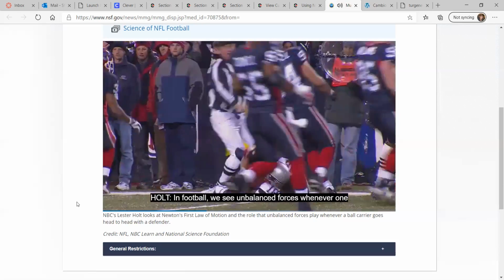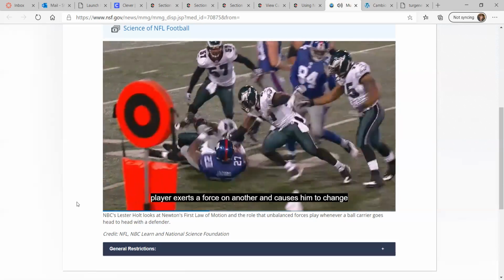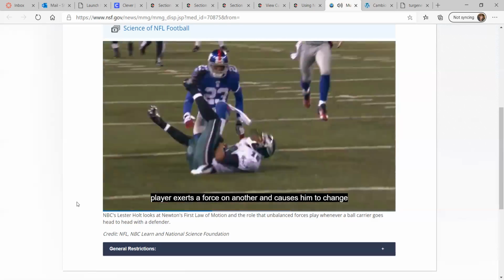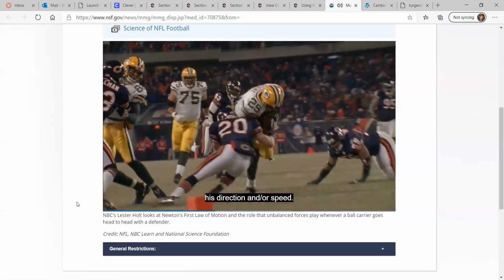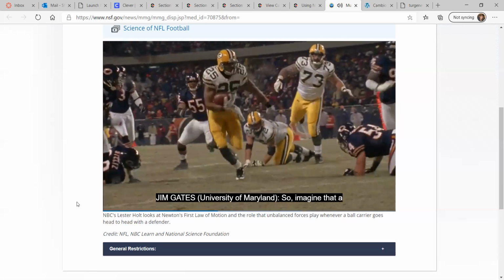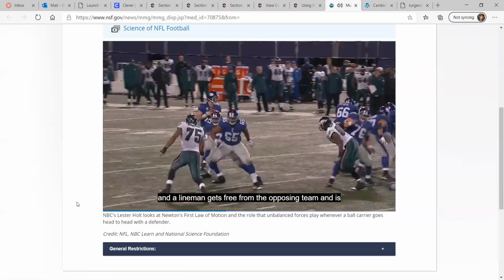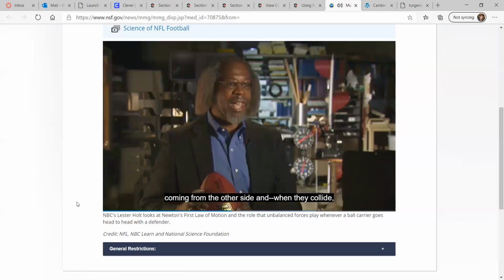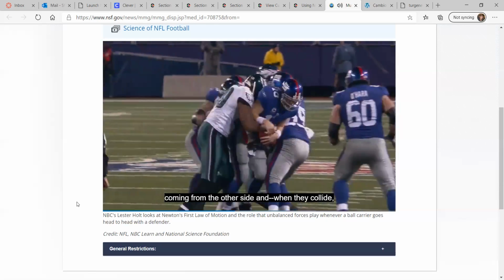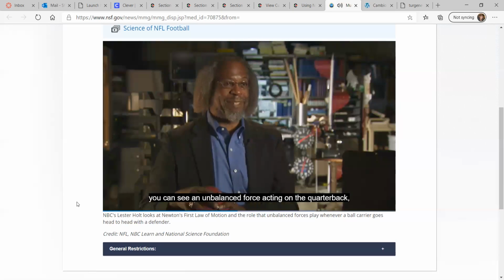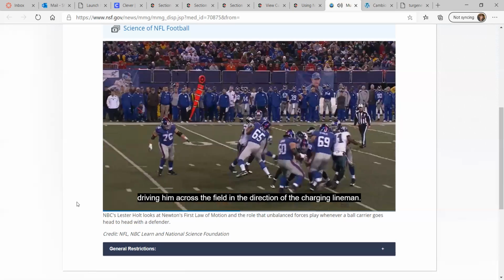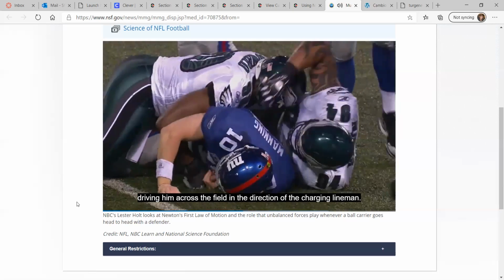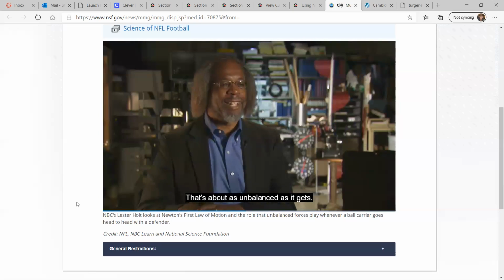In football, we see unbalanced forces whenever one player exerts a force on another and causes him to change his direction and or speed. So imagine that a quarterback is just taking a snap from the center, and a lineman gets free from the opposing team and is coming from the other side. And when they collide, you can see an unbalanced force acting on the quarterback, driving him across the field in the direction of the charging lineman. That's about as unbalanced as it gets.